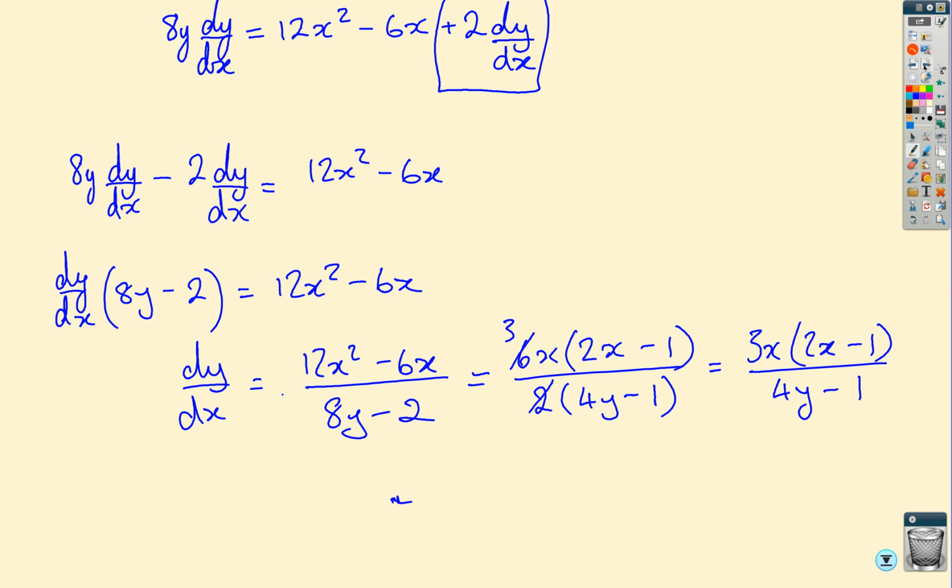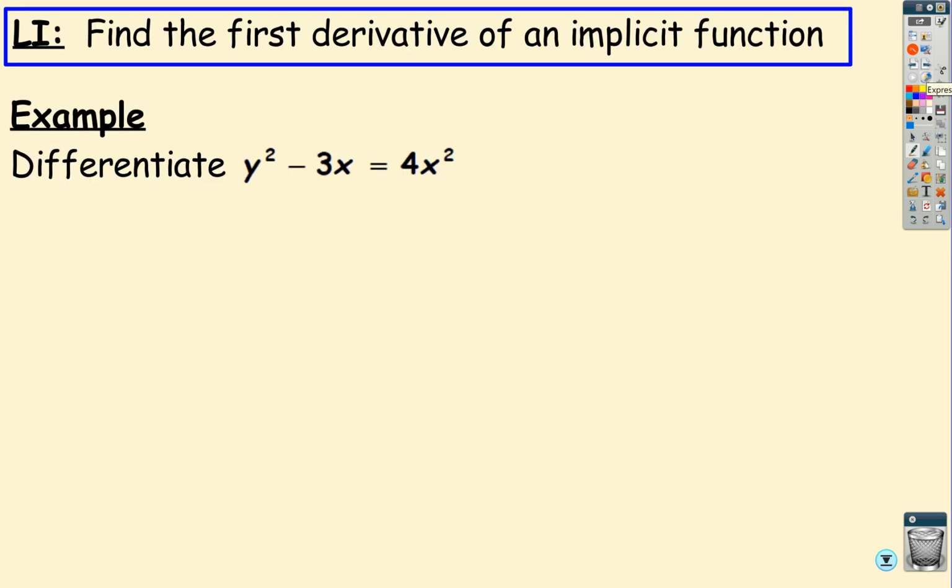Let's look at this one. y squared take away 3x equal to 4x squared. So let's just dive straight in again, differentiate each term. The derivative of y squared there is going to be 2y dy by dx take away 3 equals 8x.